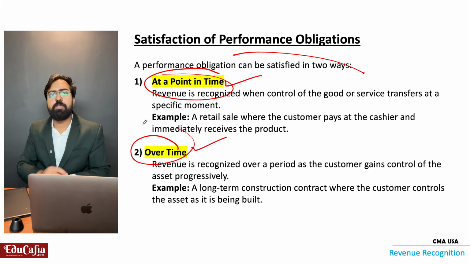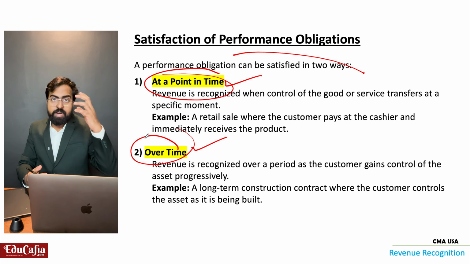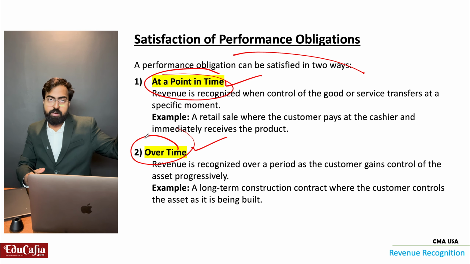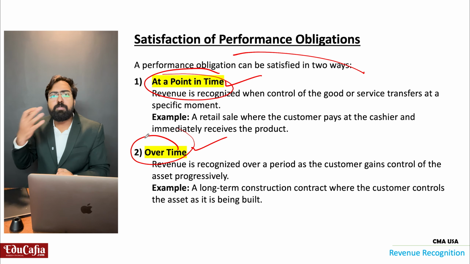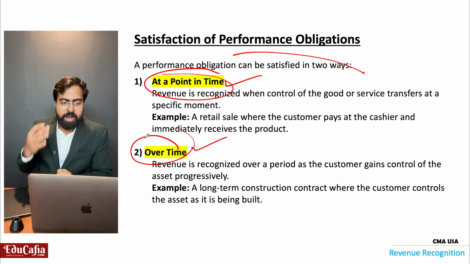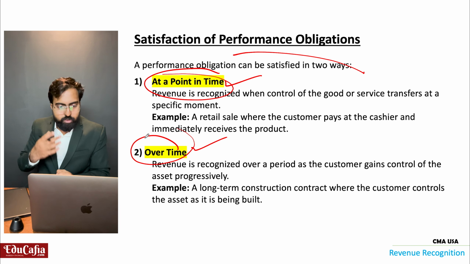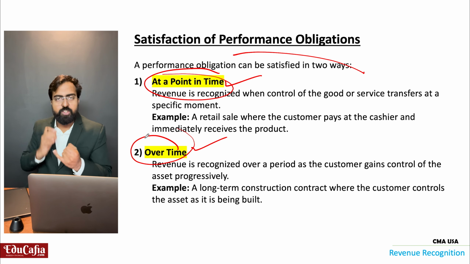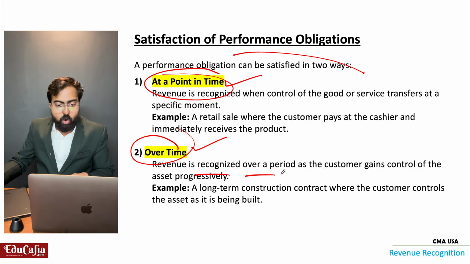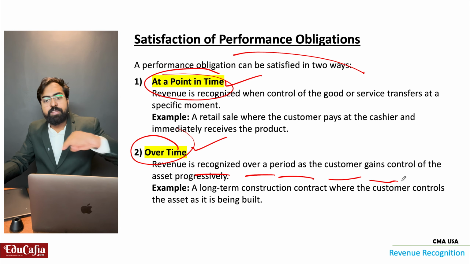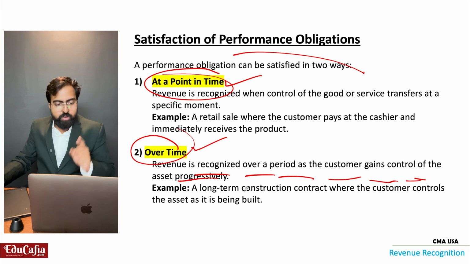If it is over time, like construction of a building, I have given the construction of a building to a contractor. Construction is progressively happening, so I am getting control of that building progressively. Correct? So that is called over time. Construction of a building, construction of a bridge. Revenue is recognized over the period as the customer gains control over the asset progressively. You got it? So this is over time.